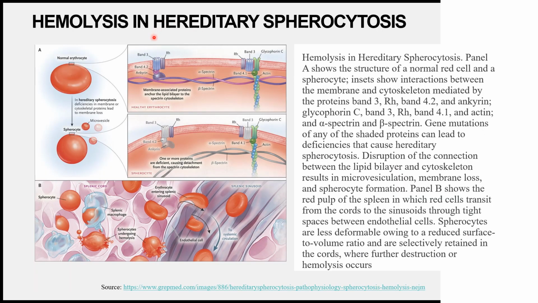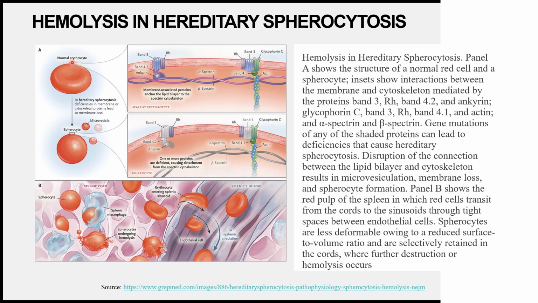Now let's look at what happens in hereditary spherocytosis. What happens is predominantly a process called hemolysis. Hemolysis means the red blood cell is being lysed or destroyed. Now let's look at picture A. This is a normal erythrocyte in biconcave shape.